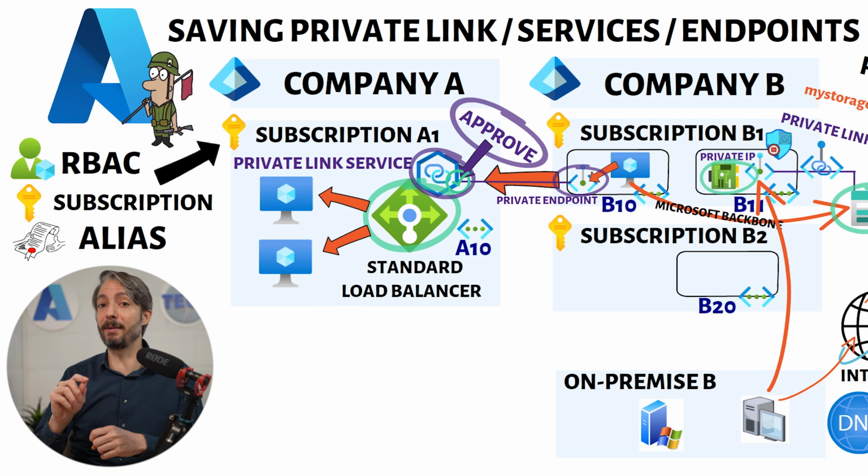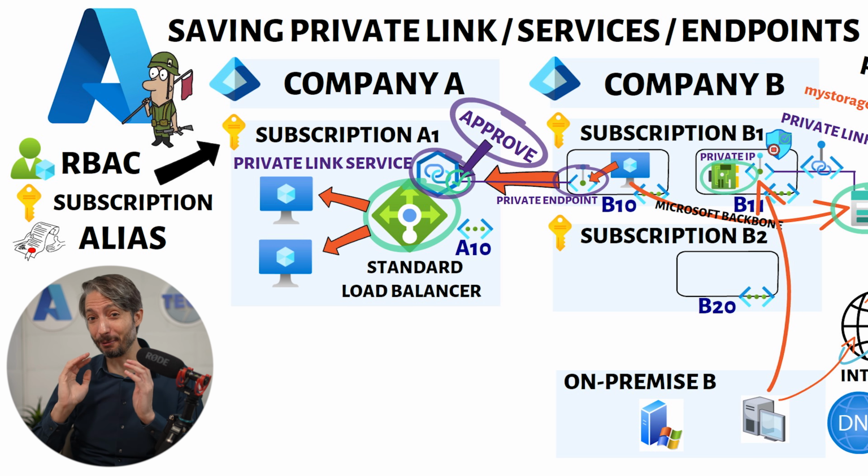Now, you have a way from the virtual machine in B10 to connect to the created private endpoint, which will use private link to connect to the private link service, which is the standard load balancer in the subscription A1. If you understood this sentence, you are awesome and you finally understand those concepts now.